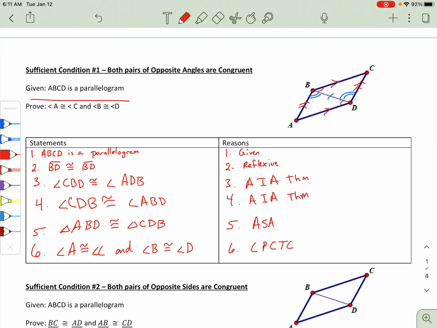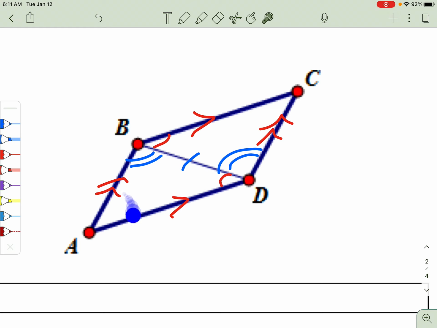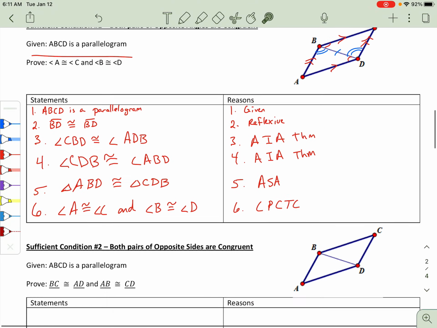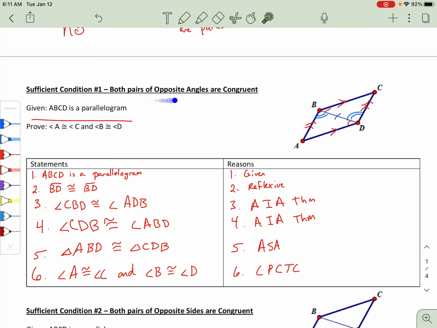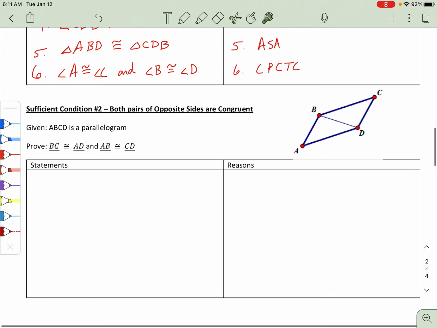Again, I think the easiest way to work through proofs is to try to work backwards, think about your reasonings behind them, and then fill in the blanks, right? So that's proving sufficient condition number one, that opposite angles are congruent because the corresponding parts are congruent triangles. Now, obviously in a parallelogram, we know that this is the case, right? But this is the original proof that says here's how we know that this is in fact a sufficient condition of a parallelogram, because a parallelogram has two congruent triangles and their individual pieces are congruent. So we just proved sufficient condition number one is actually true.